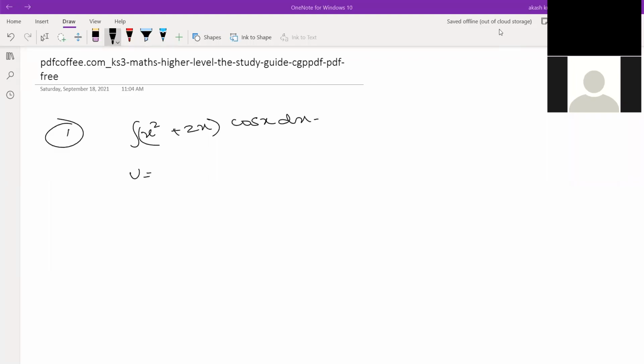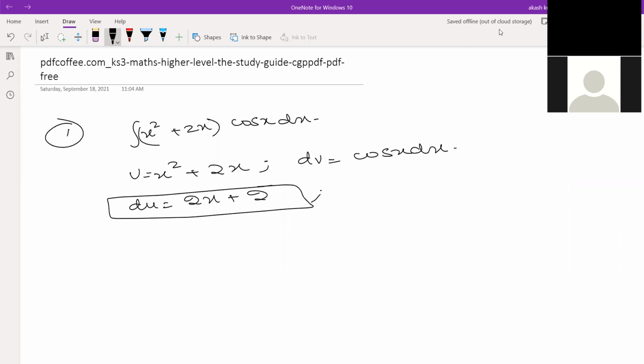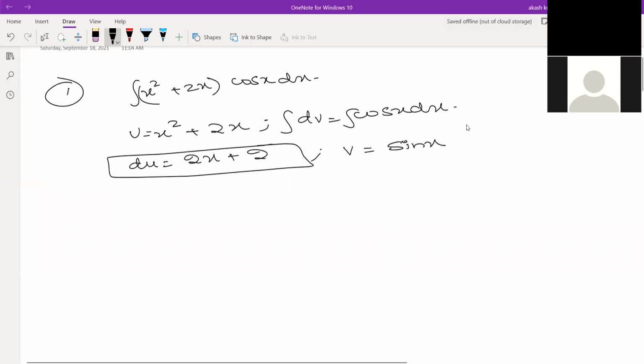So we have to start with u, which is x squared plus 2x, and our dv is cos x dx. So du will be 2x plus 2, and v will be the integral of cos x, which is sin x. Applying the integration by parts formula: uv minus the integral of v du.